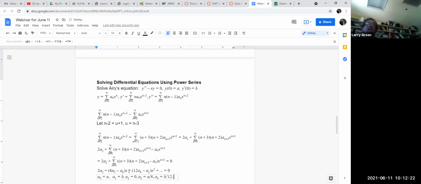And I could do this forever. I have dot, dot, dot, but I could keep doing all these. I could even write a recursive formula for this and make it work. And this is the idea of solving differential equations with power series. Any questions on this?